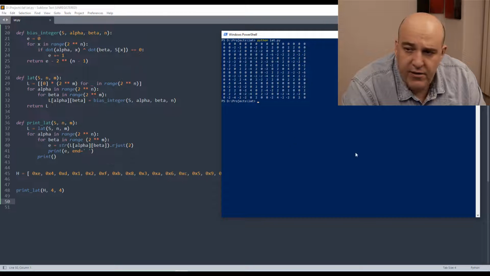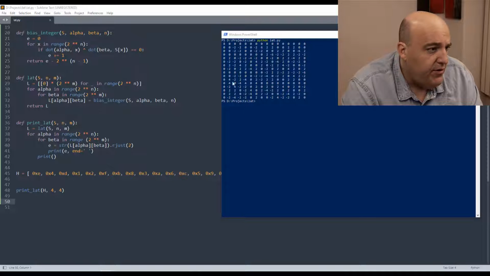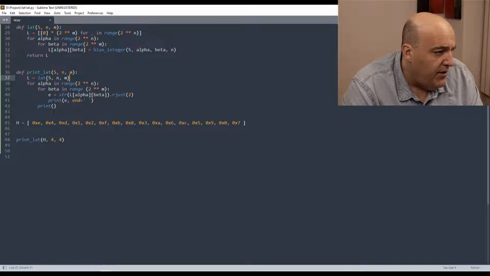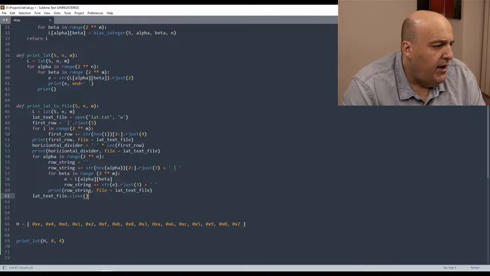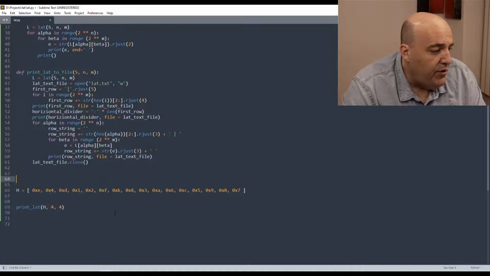So that looks pretty good, but we could maybe do a little bit better just by printing it to a text file. So for that, we have our code there that we talked about a little bit. Why don't we insert that here? And that just makes some formatting. So we have some column headers and some row headers.